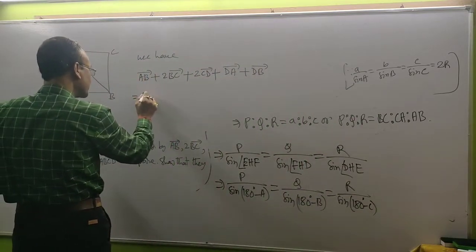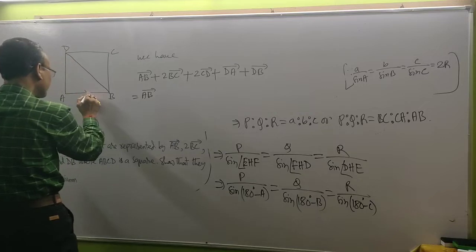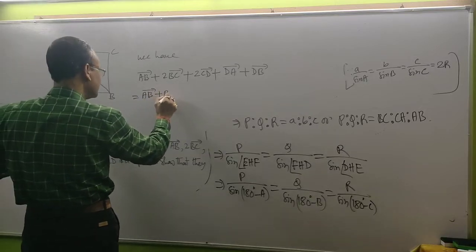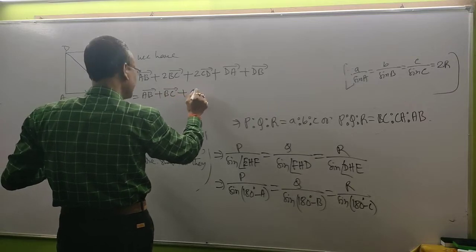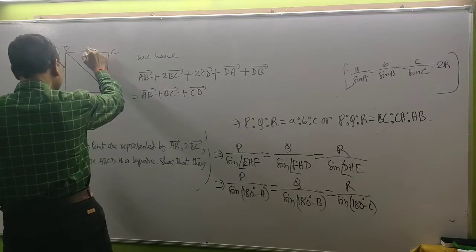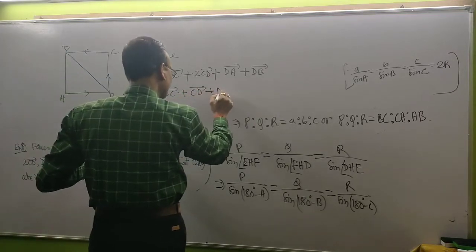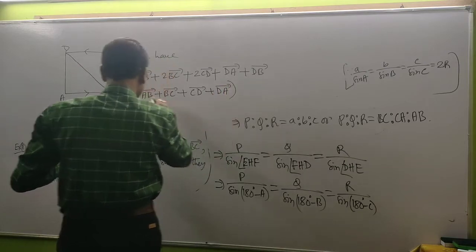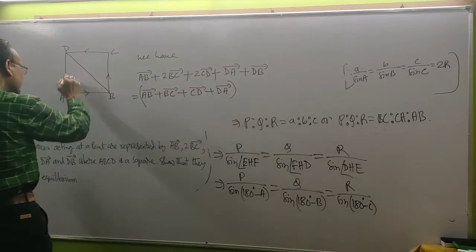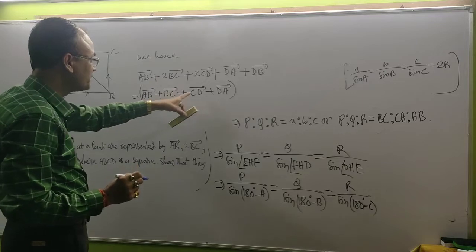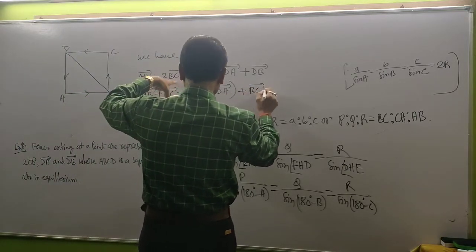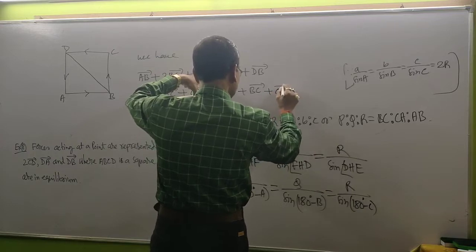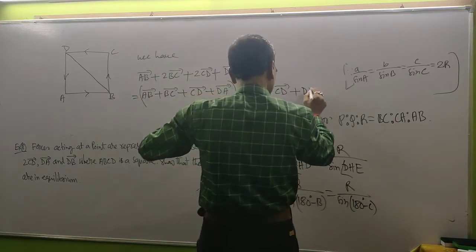This can be written as AB plus BC plus CD plus DA, plus BC plus CD plus DB. Here you will have to write AB plus BC plus CD plus DA, plus BC plus CD plus DB.